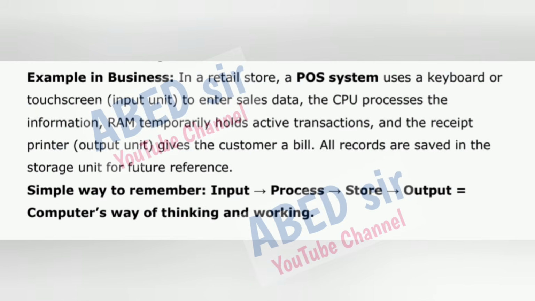Example in business: in a retail store, a POS system uses a keyboard or touchscreen input unit to enter sales data. The CPU processes the information, RAM temporarily holds active transactions, and the receipt printer, output unit, gives the customer a bill. All records are saved in the storage unit for future reference. Simple way to remember: input, process, store, output equals computer's way of thinking and working.